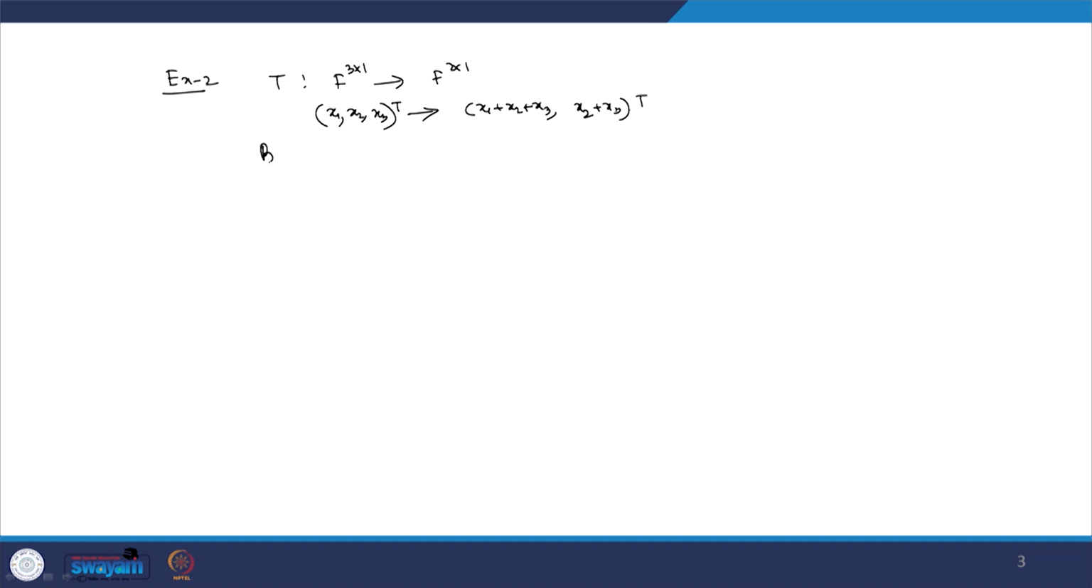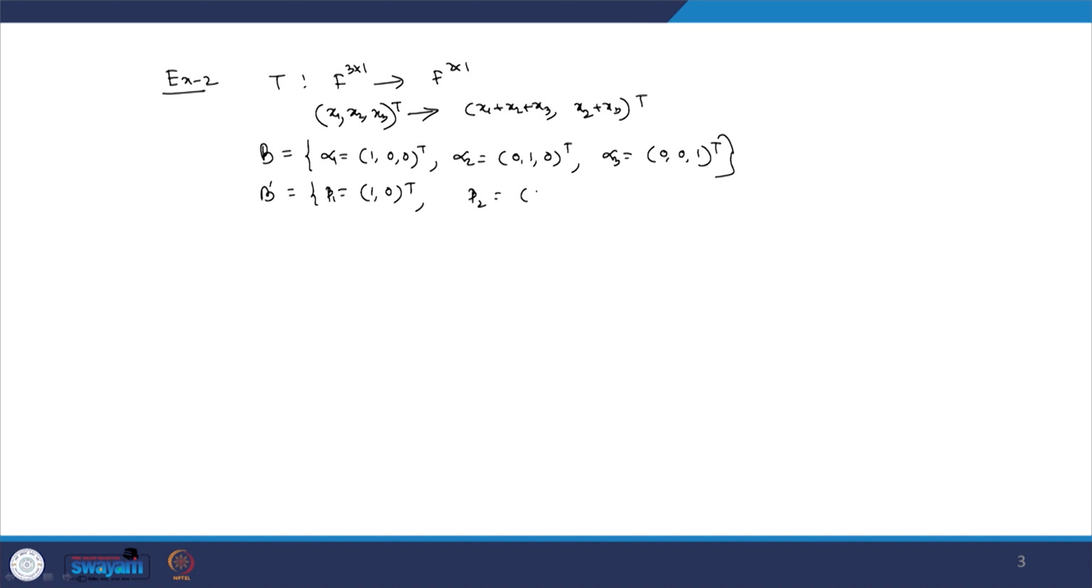Now, I will also consider B similarly, where alpha 1 is equal to (1, 0, 0) transpose, alpha 2 is equal to (0, 1, 0) transpose and alpha 3 is equal to (0, 0, 1) transpose, and B prime is equal to beta 1, (1, 0) transpose, and beta 2 is equal to (0, 1) transpose. Now, again, the matrix representation of T here with respect to B and B prime is equal to what?